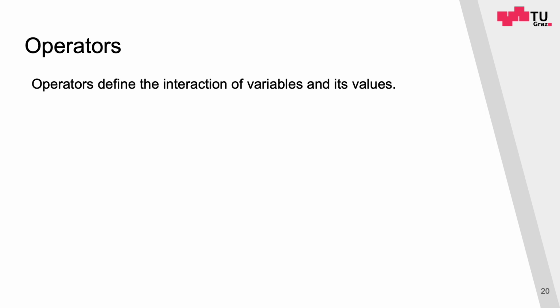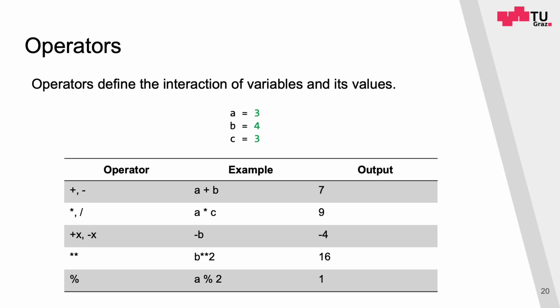Since we now know how we can declare variables, we can look at some basic operators which define the interaction of variables and their values. For example, if we declare three variables, namely a equals 3, b equals 4, and c equals 3, we can use a set of simple mathematical operators as follows. For example, we can use the plus and minus operators, and the multiplication or division operators.